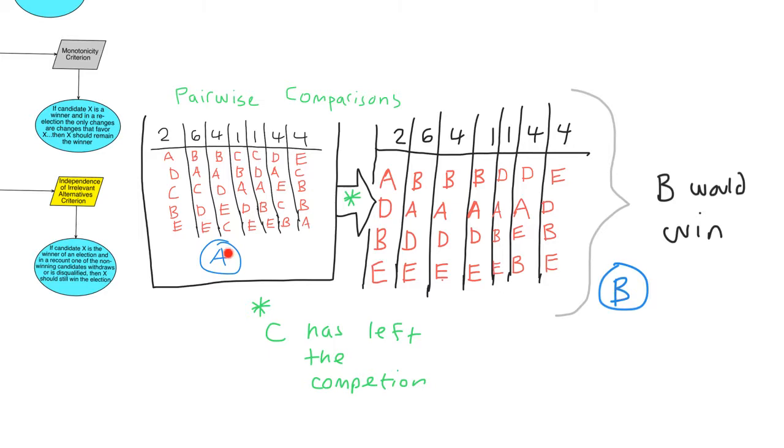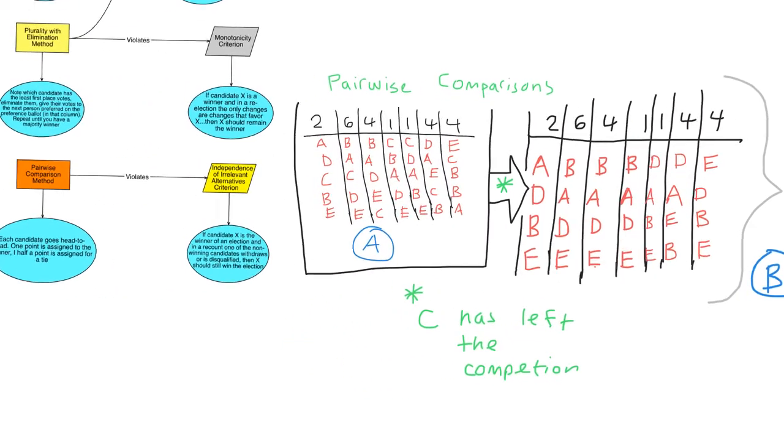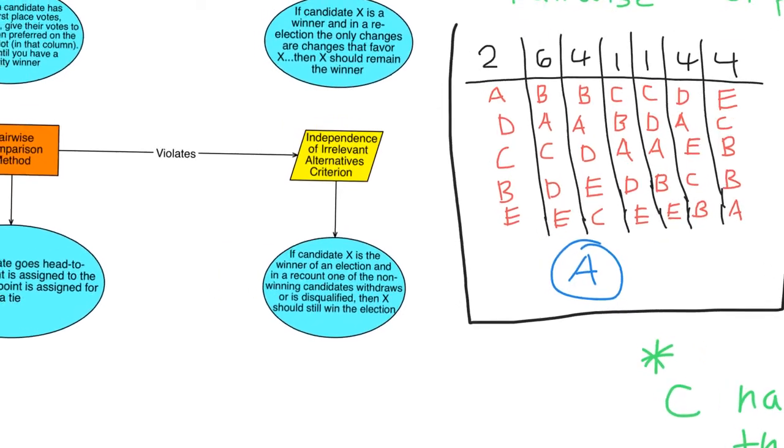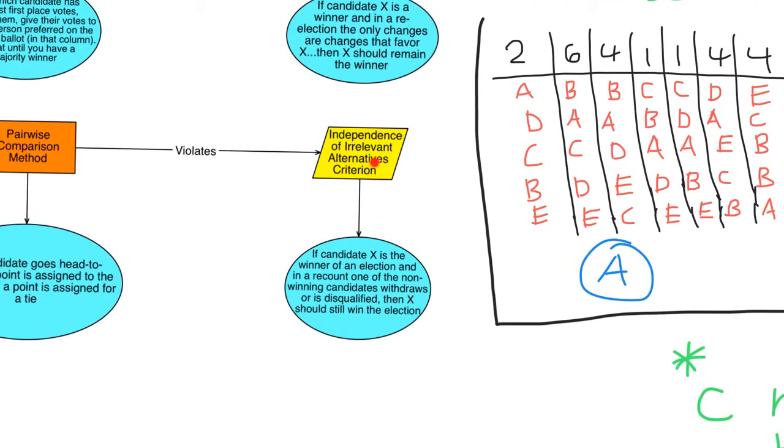So A is no longer the winner, even though a loser candidate left. A won, a loser candidate left, and then there's another vote, and then B wins. How could that be? That doesn't seem to make sense. That doesn't seem to be fair. So that is a nice illustration of the independence of irrelevant alternatives criterion.